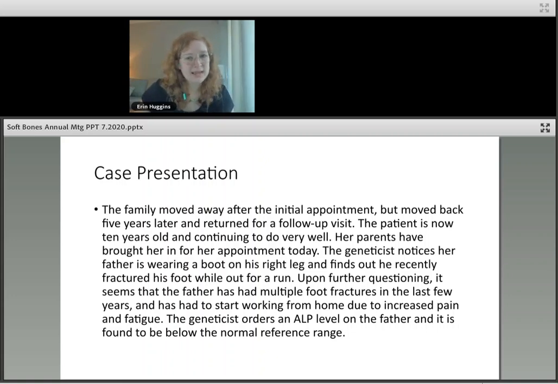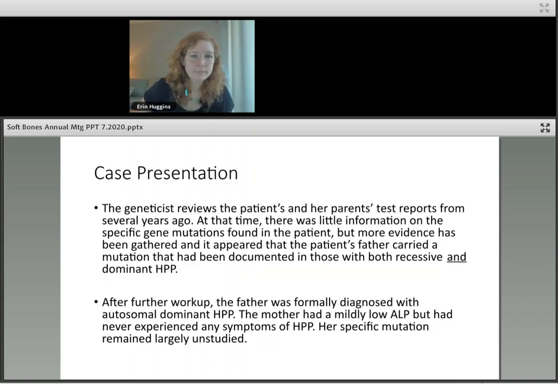So the geneticist, of course, orders an ALP level on the father, and it is found to be below the normal reference range. So the geneticist goes back and reviews the patient's and parents' original test reports from 5 years ago, and at that time there wasn't a whole lot of information on those specific gene mutations that were found in the patient. But more evidence has been gathered since then, and if you went back and looked into that mutation registry that we talked about before, more and more people had come forward with that same mutation as the father, and a lot of those patients actually just had the one mutation and were diagnosed with hypophosphatasia. It was also seen in cases like the daughter, where it was seen in conjunction with another mutation in the form of a recessive HPP.